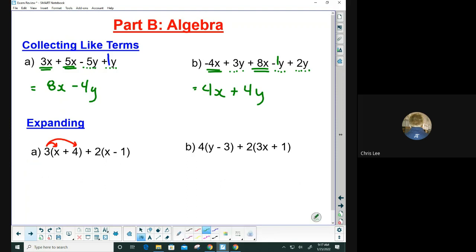So let's make sure we don't add, right? Because we just did some collecting like terms on the top. We're going to multiply here. 3 times x is 3x plus 3 times 4. Yeah, 12. Okay, a common mistake I see is people say 3x plus 4. They forget to rainbow the second one. That's why drawing the arrows really reminds you to do that. What am I rainbowing the second one? A 2, that's right.